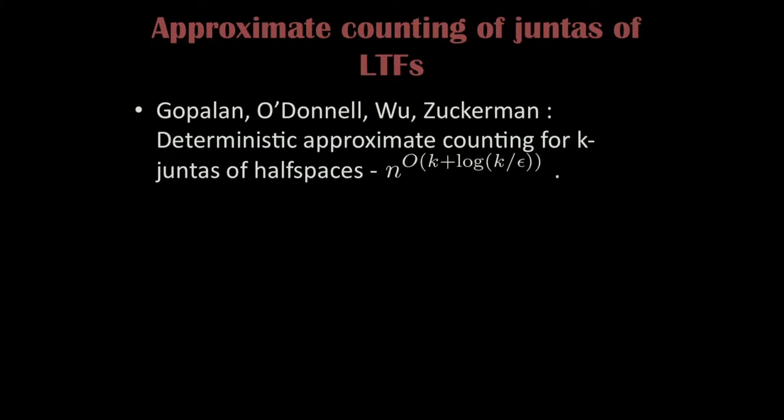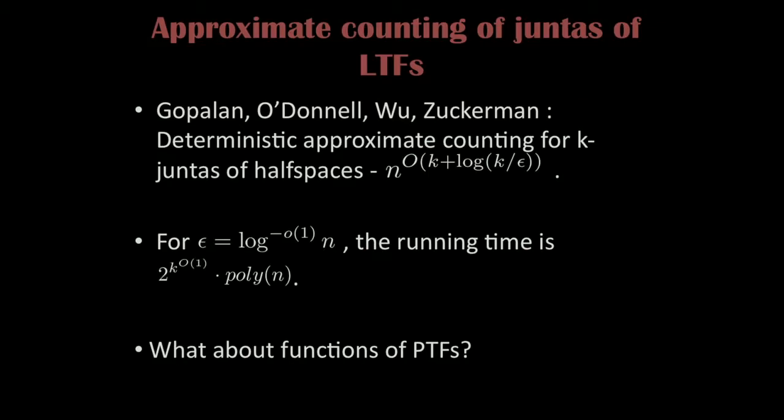For k-juntas of half spaces, so if you consider a function of k half spaces, Gopalan, O'Donnell, Wu, and Zuckerman gave a deterministic counting algorithm for this class running in time n to the k plus log k over epsilon for an epsilon additive error. And if epsilon is somewhat large, like super inverse polylogarithmic, then they actually get a running time which is exponential in k times poly n. In fact, they accomplish something much more. They give pseudo-random generators, but we're not discussing that.